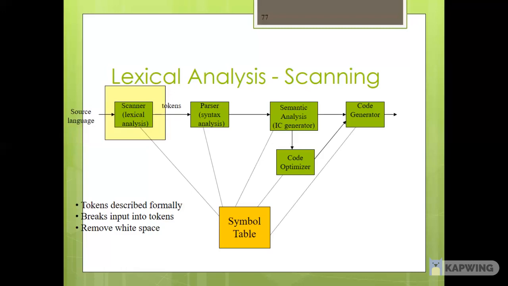In the lexical phase, this statement is broken up into a series of tokens. Total is an identifier, the assignment is a symbol, count is an identifier, plus is a sign, rate is an identifier, multiplication is a sign, and the constant number is 10. So we have created the tokens for this example, total = count + rate * 10. Each and every token will be generated.